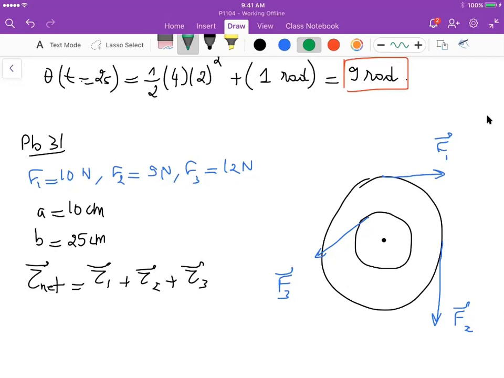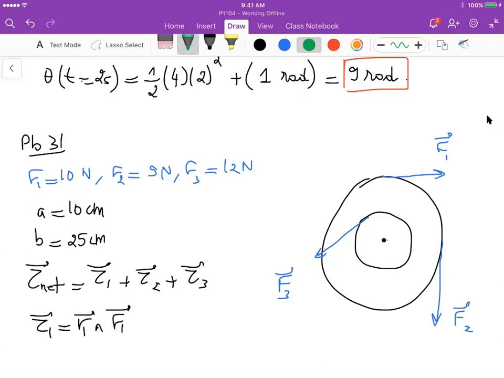So look, what do we know about the torque? Let's start with tau 1, for example. Tau 1 is given by R1 cross F1, the vector product between R1 and F1, where R1 is the vector position of the point of application of the force F with respect to the axis of rotation.